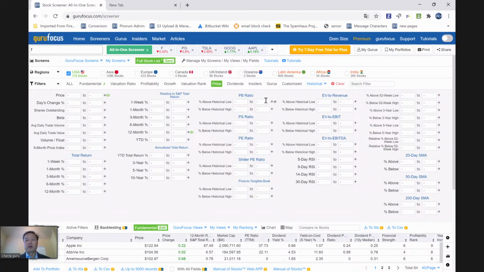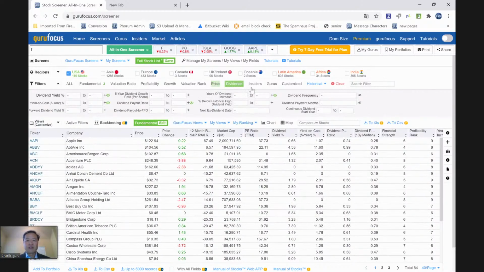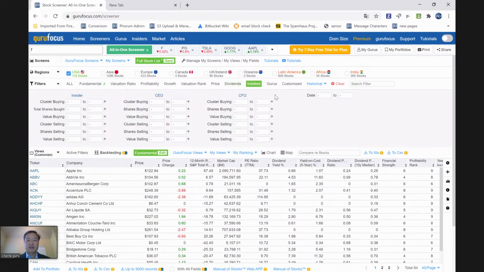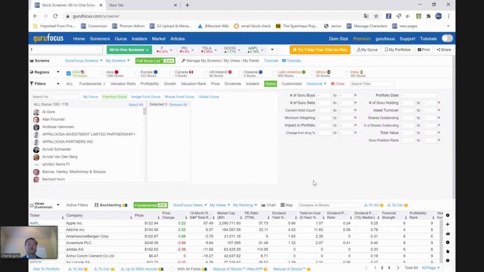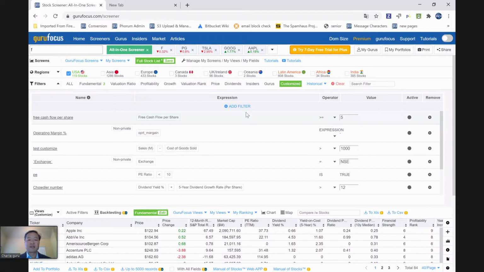but here we offer mostly fundamental ratios, PE ratio, PS ratio, historical valuation. For technical ratios, we have some SMA, some of them. We don't have lots of them. And the dividends, you can also add insiders, dividends to it, gurus in it. And if you cannot find any of the parameters you want, you can always create one with a customized filter.